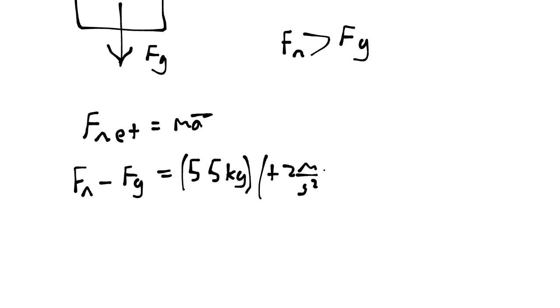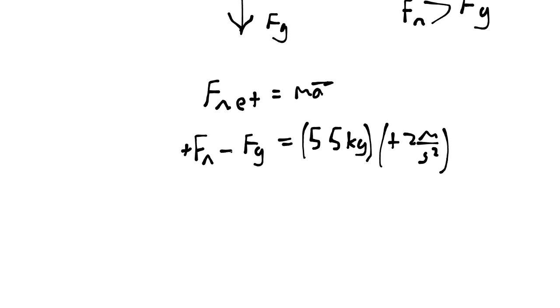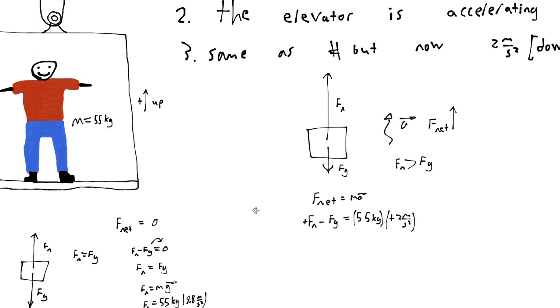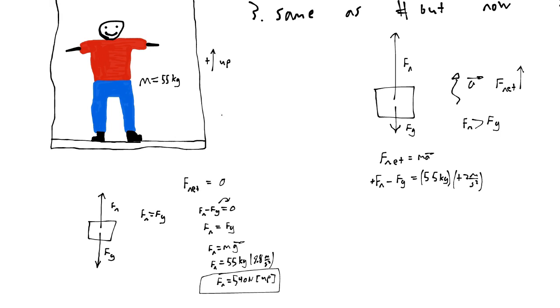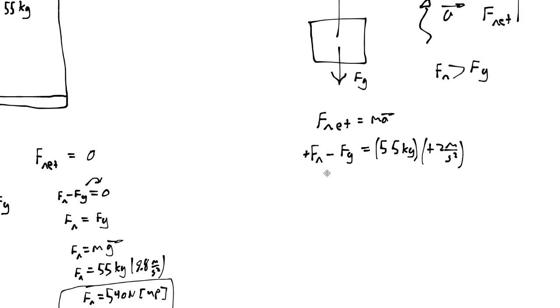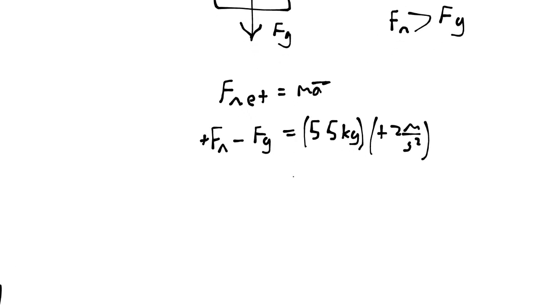If you're confused on why I set force of normal to positive here and force of gravity to negative, it's because force of normal is going to be in the upwards direction while force of gravity is downwards, right? So because I made up positive, force of normal will be positive, and then force of gravity is going to have to be negative.